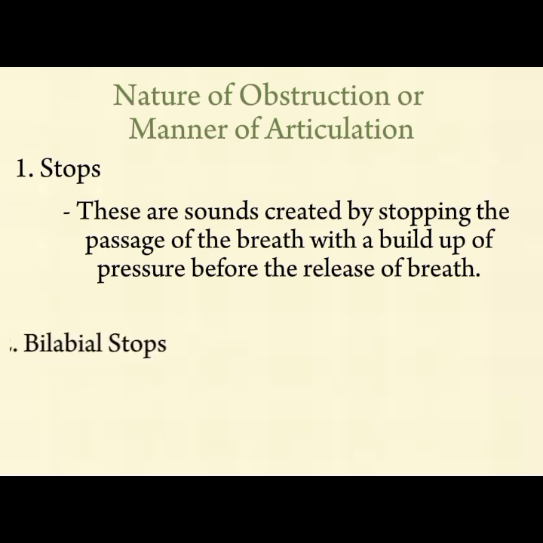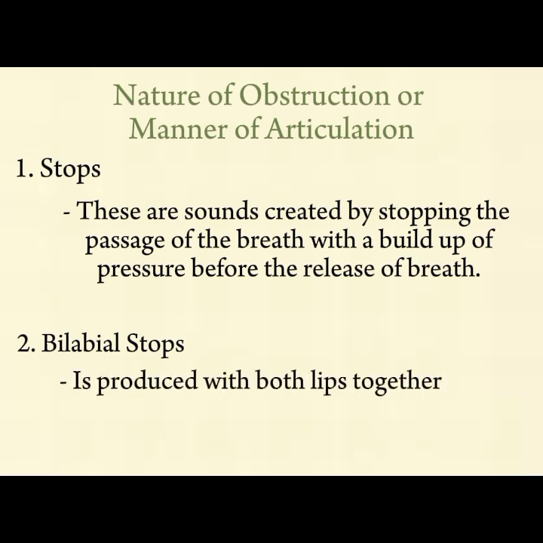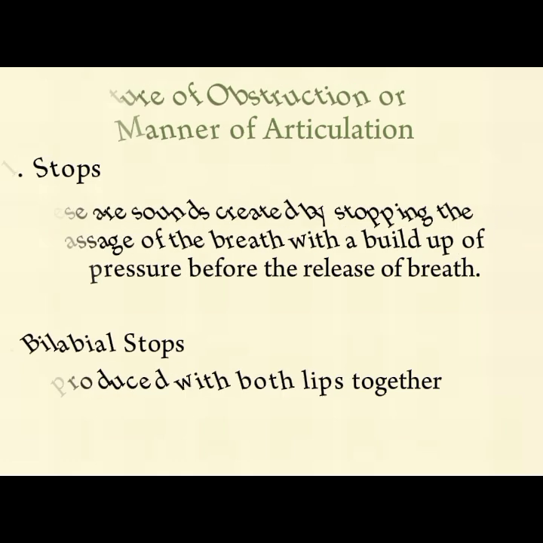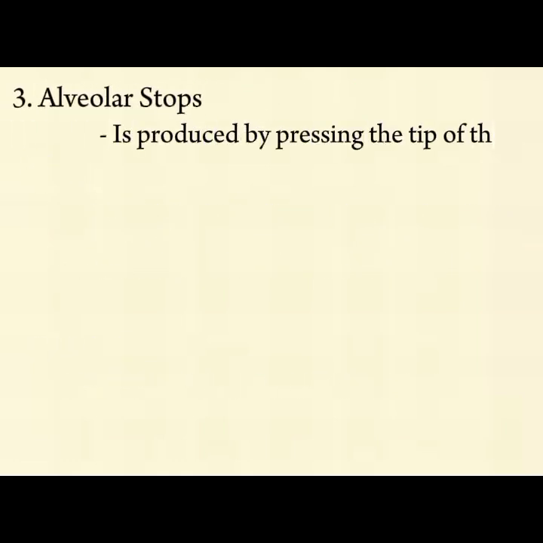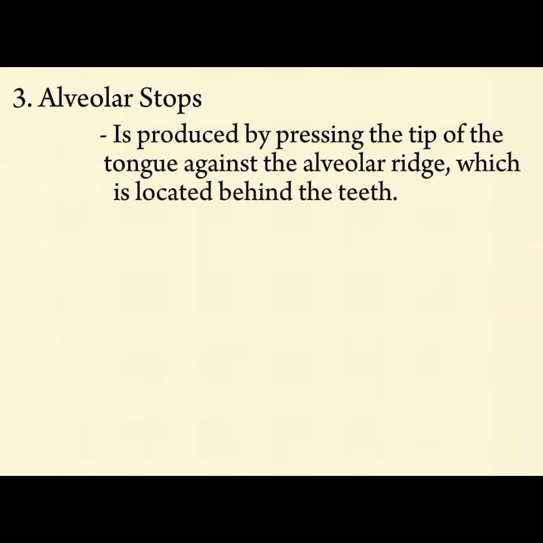First is the bilabial stop. Bilabial stops are produced with both lips together. For example, P and B. Next, we have the alveolar stops. Alveolar stops are produced by pressing the tip of the tongue against the alveolar ridge, which is located behind the teeth. For example, T and D.